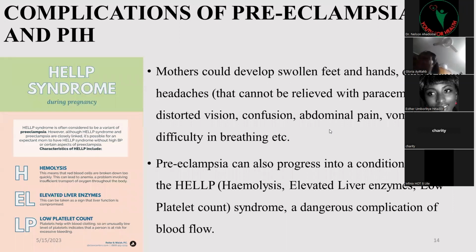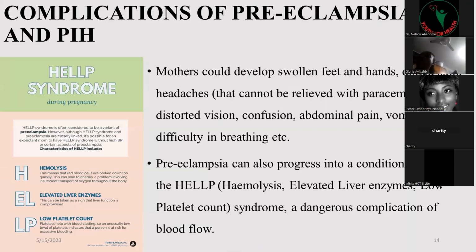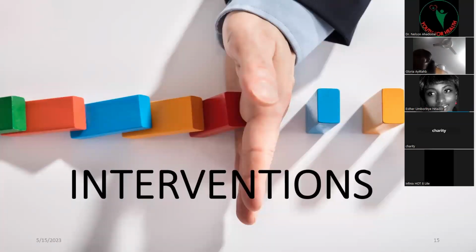Then women can develop swollen feet and hands, dotted skin, and headaches that can be relieved with paracetamol, distorted vision, confusion, abdominal pain, vomiting, and difficulty in breathing. So these are some of the symptoms that are associated with preeclampsia. I'll let the dietitian take us quickly through what we can do. So Pamela is going to take us through what we can do as interventions or ways to prevent preeclampsia and pregnancy-induced hypertension quickly. Thank you.